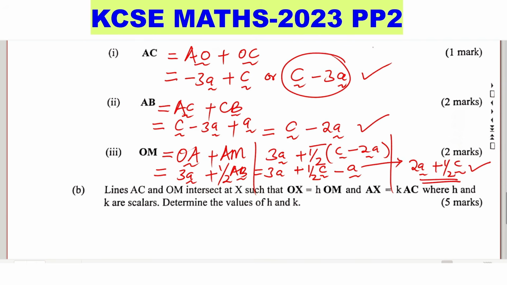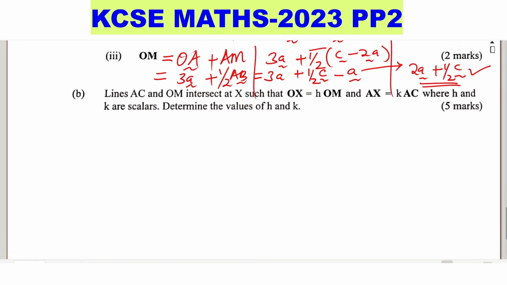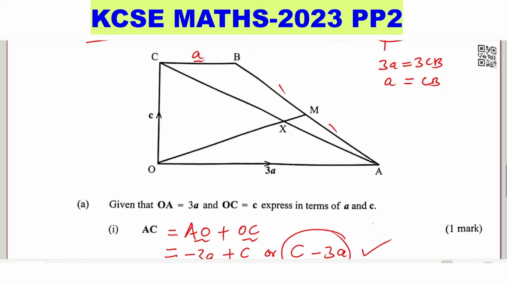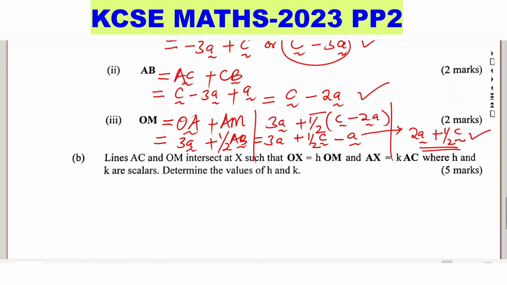Let's go to part B. For part B, lines AC and OM intersect at X, as you can see there, such that OX is equal to H OM and AX is equal to K AC, where H and K are scalars. Determine the values of H and K.